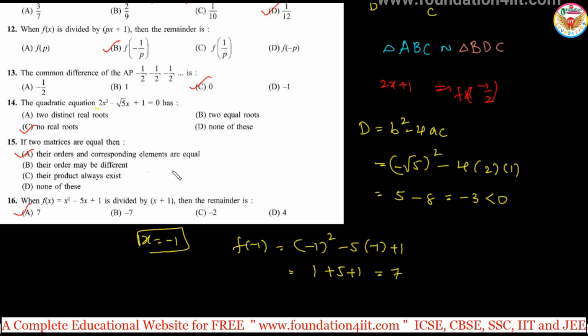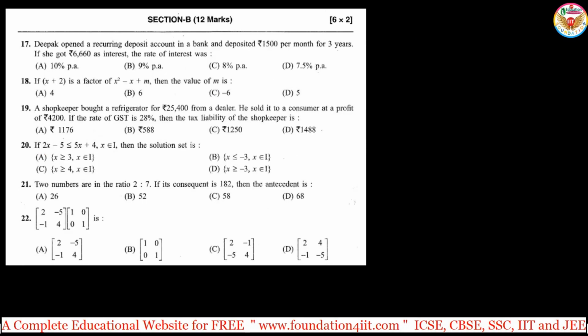So section A, we have only 16 questions as per this given rule. 16 questions, each one carries 1 mark, so 16. Section B we will do now. In section B, it's 12 marks, 6 questions only. Each question carries 2 marks here.